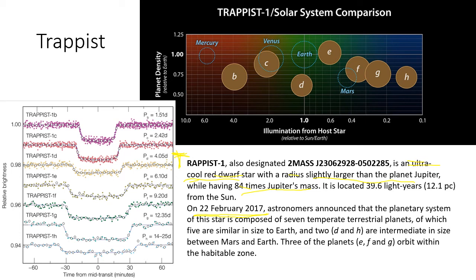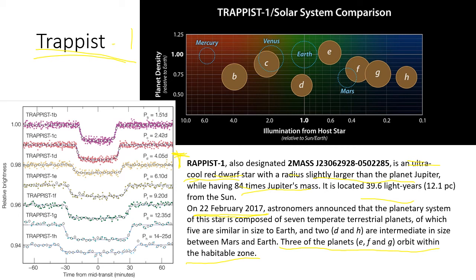You can see the 7 here: B, C, D, E, F, G, H. In the right sort of size for it to be Earth or Mars. You can see the comparison circles there. And 3 of those planets orbit within the habitable zone. So TRAPPIST 1 made a big splash when it first appeared in the news, that we'd found Earth-sized terrestrial planets around a star within that star's habitable zone, not too far away from the Earth.